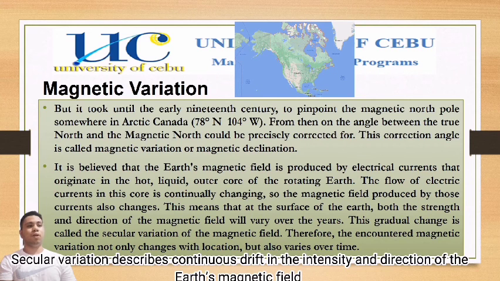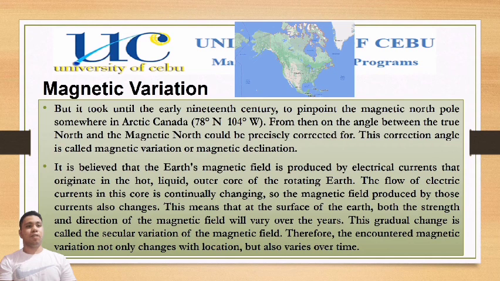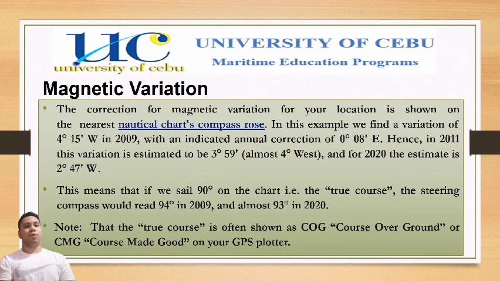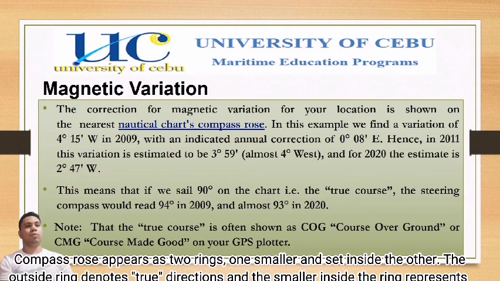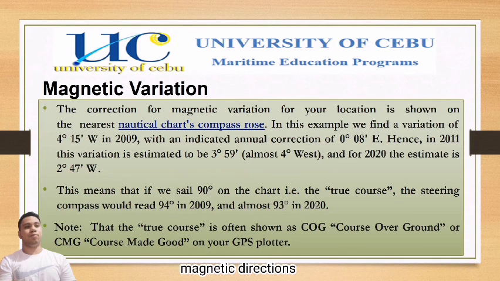As we all know, secular variation describes continuous drift in the intensity and direction of the Earth's magnetic field. Therefore, the encountered magnetic variation not only changes with location, but also varies over time. The correction of magnetic variation for your location is shown on the nearest nautical chart compass rose. The compass rose appears as two rings, one smaller and set inside the other. The outside ring denotes the true direction and the smaller inside ring represents magnetic directions.